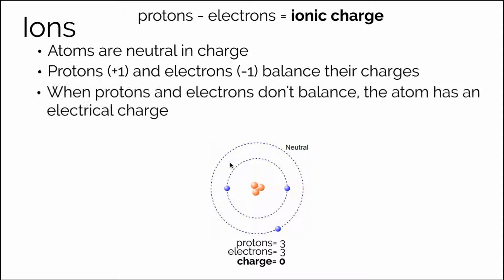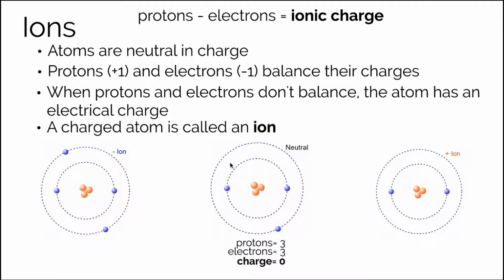Now, there are some cases when it doesn't work out this way, where we don't have the same number of protons as we do electrons. And when this happens, our charges don't balance out and our atom ends up having an electrical charge. When this happens, we have a new name for those charged atoms, and they're called ions. So if we look at these two other examples, we have a negative ion on the left and a positive ion on the right. Let's look at why each of these is positive or negative.